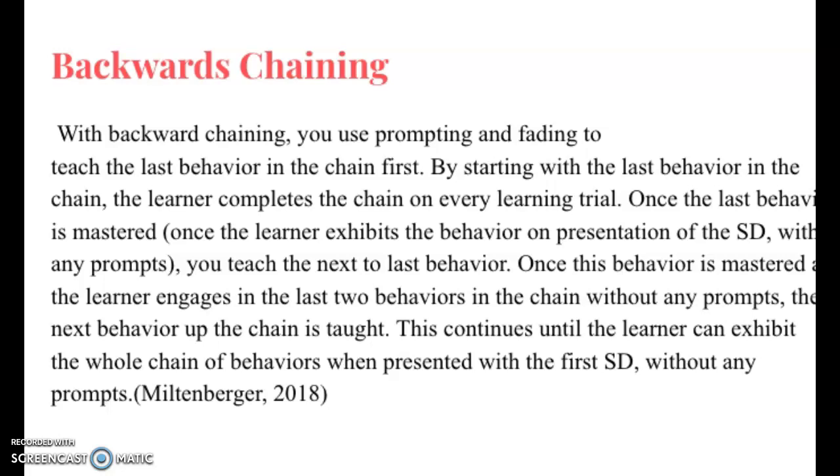Once the last behavior is mastered, you teach the next to last behavior. Once that behavior is mastered and the learner engages in the last 2 behaviors of the chain without any prompts, the next behavior is taught. This continues until the learner can exhibit the whole chain of behaviors when presented with the first discriminative stimulus without any prompts.